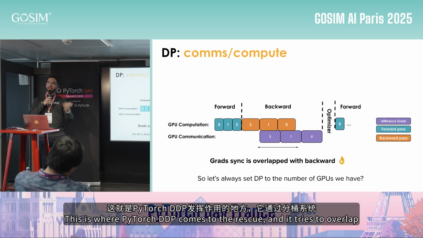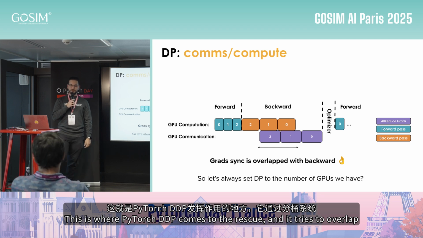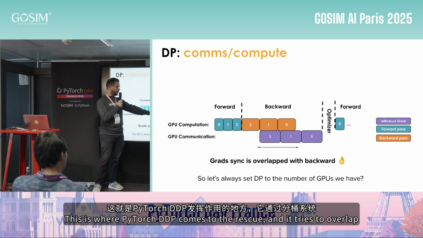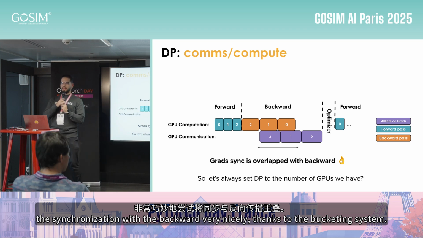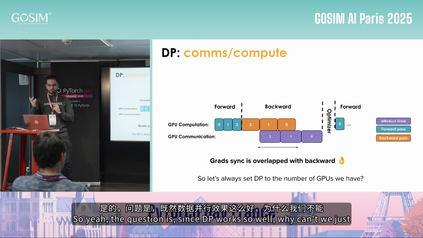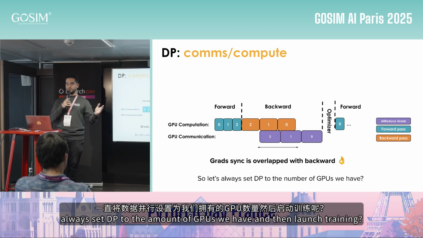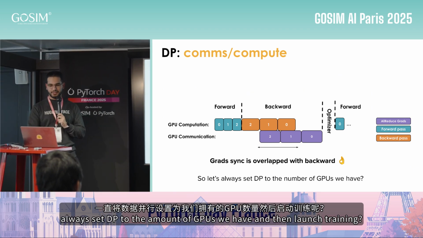This is where PyTorch DDP comes to the rescue. It tries to overlap the synchronization with the backward very nicely, thanks to the bucketing system. So the question is, since DP works so well, why can't we just always set DP to the amount of GPUs we have and then launch trainings?